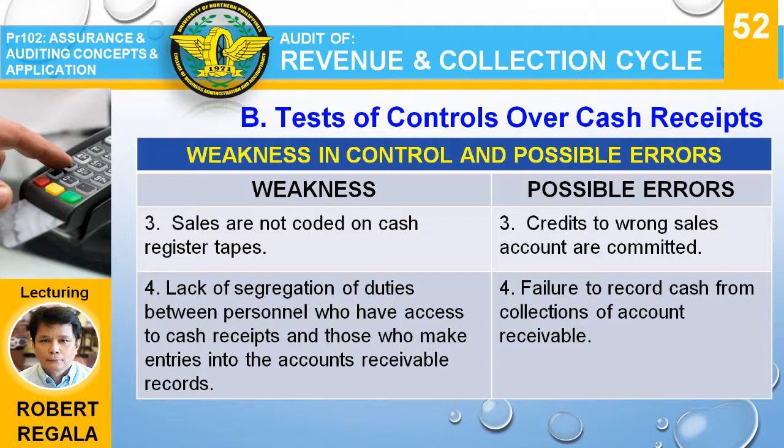Number 4, weakness, lack of segregation of duties between personnel who have access to cash receipts and those who make entries into the accounts receivable records. This could lead to failure to record cash from collections of accounts receivable. Cash payments by customers on receivables may be embezzled by the personnel without recording collections from customers in the accounts receivable subsidiary ledger.